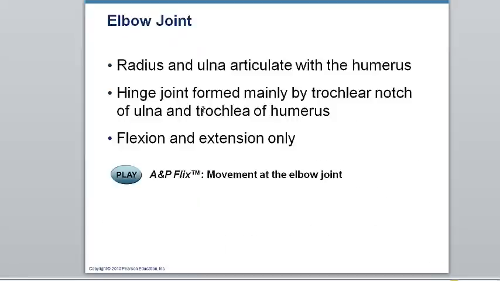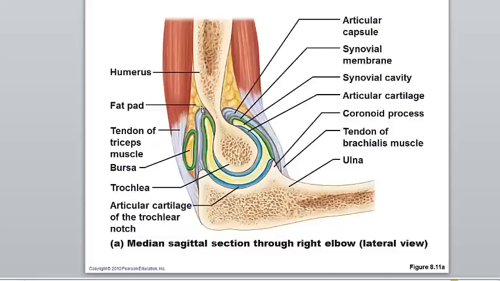Moving on to your elbow joint. The elbow joint is made between the 3 bones: radius, ulna, and humerus. Your ulna has 2 processes. Anteriorly, it has your coronoid process. Posteriorly, it has your olecranon process. And in between these 2 processes, you have your trochlear notch. So here's your coronoid process right over here, and here's your olecranon process over here.